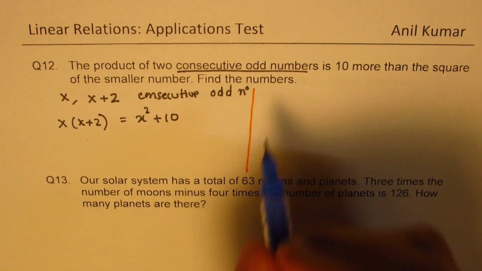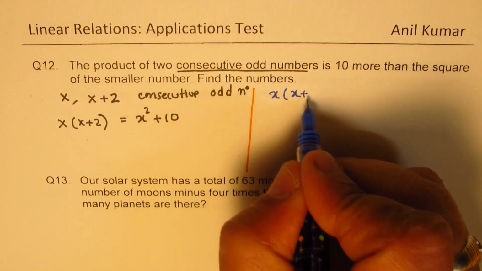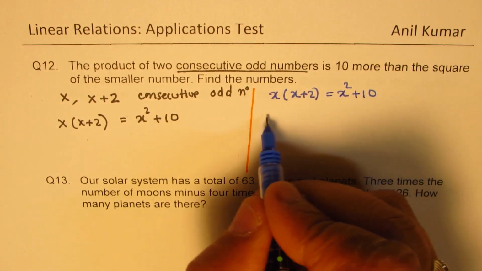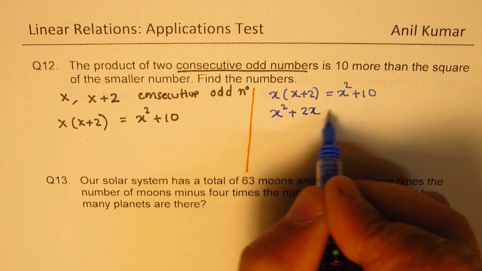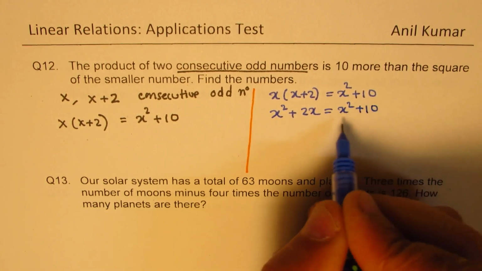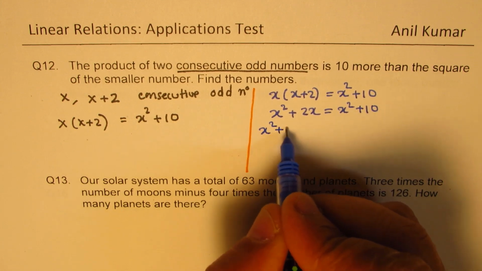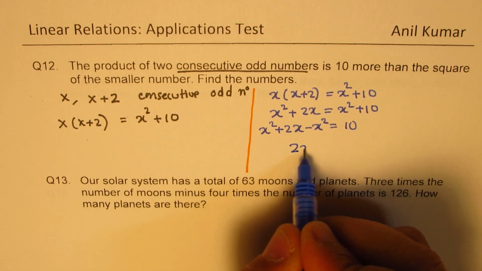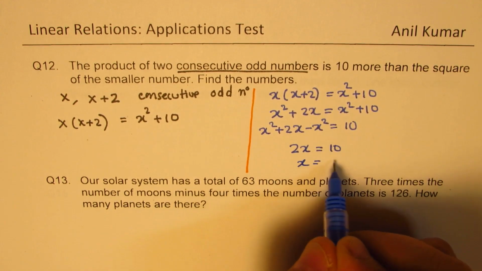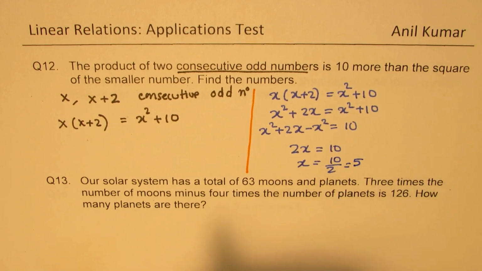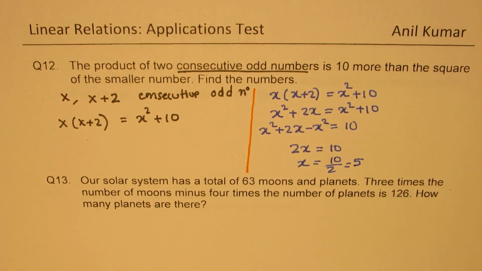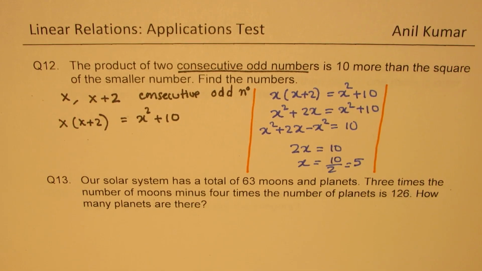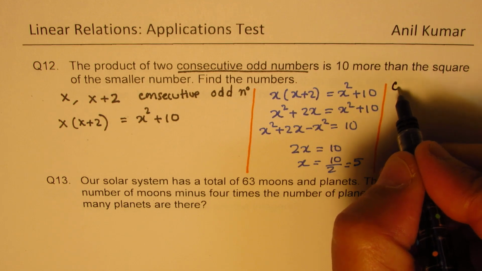So let's open this bracket. So we have this equation as x times x plus 2 equals x square plus 10. So when you multiply using the distributive property, we get x square plus 2x equals x square plus 10. Taking x square to the left side, we get x square plus 2x minus x square equals 10. So that is 0. So we get 2x equals 10. X equals 10 divided by 2, which is 5. So we get the value of x as 5. So what are the numbers? Numbers are x and x plus 2. And so we can write down the numbers are consecutive numbers.